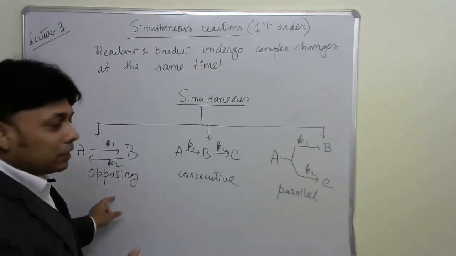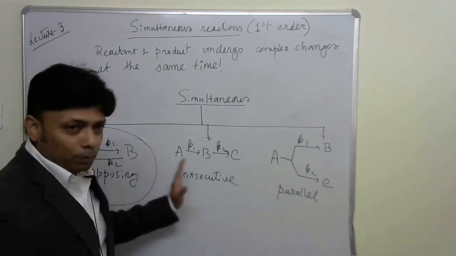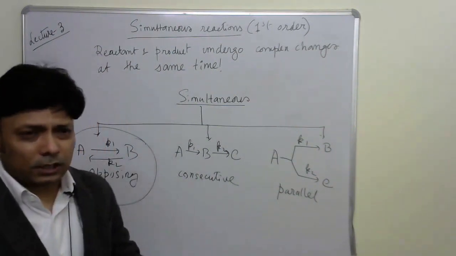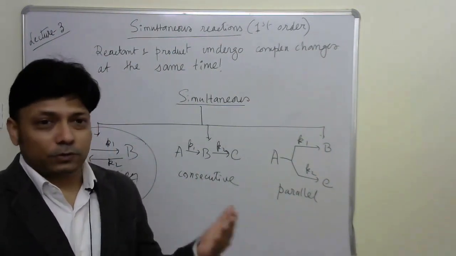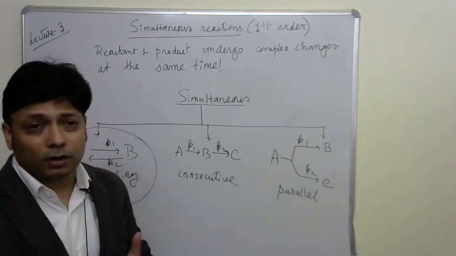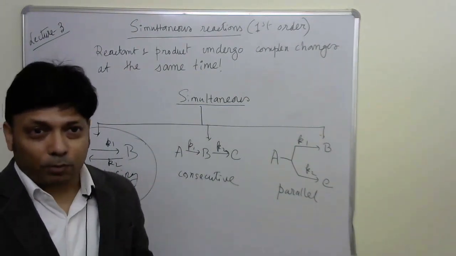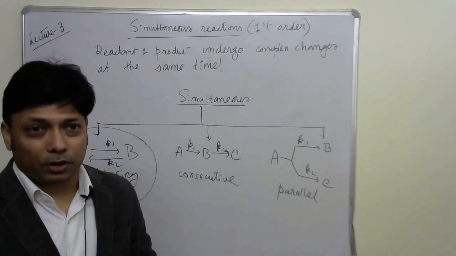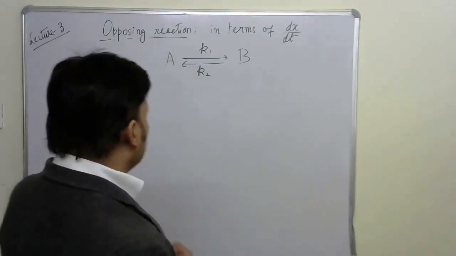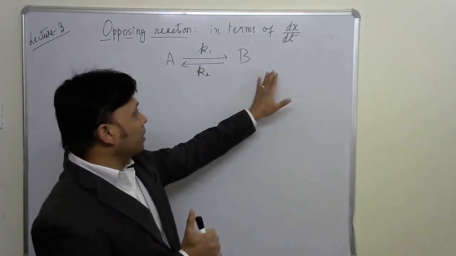So let's first start with the opposing reaction, with A going to B and B coming back to A. We will study this opposing reaction in 2 ways. Obviously, as we have seen earlier, we can deduce the integrated rate law in terms of appearance of the product as well as in terms of disappearance of the reactant. So here we go. Let's start with the opposing reaction. First, let's deal with the reaction in terms of the appearance of the product, that is dx/dt.